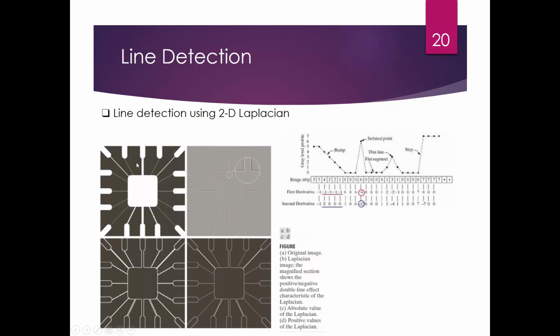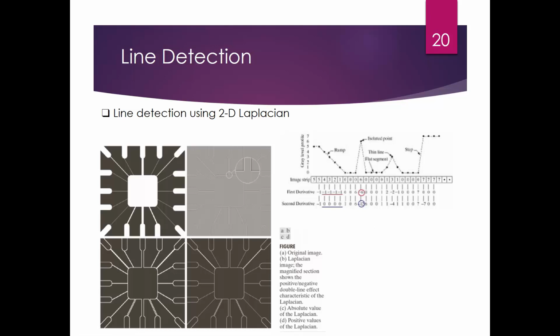This figure A is a wire bond electronic circuit, and when we convolve it with a Laplacian mask with the diagonal elements also, we get figure B. And here this circle shows the magnified view, and the mid gray level ranges represent the background. The lighter intensity shades represent positive values and the darker intensity shades represent negative values.